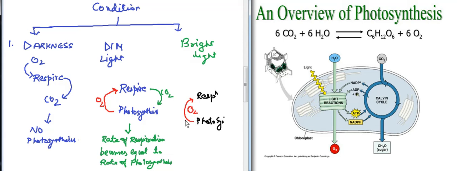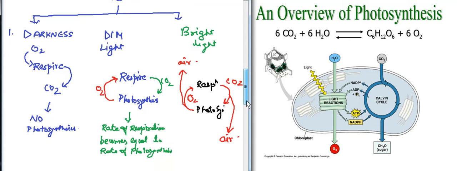and also some part will go into the air, and whatever carbon dioxide evolves during respiration will be used by photosynthesis, and some of the carbon dioxide will come out in the air. So that means here the rate of photosynthesis is faster than the rate of respiration.